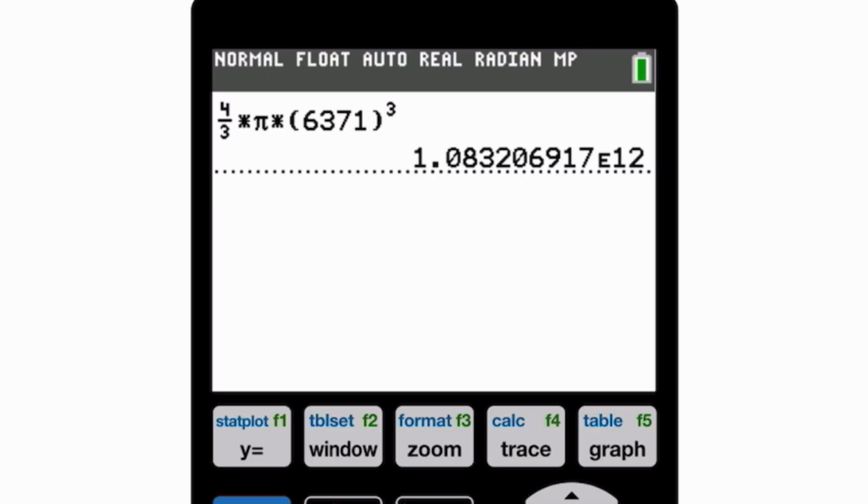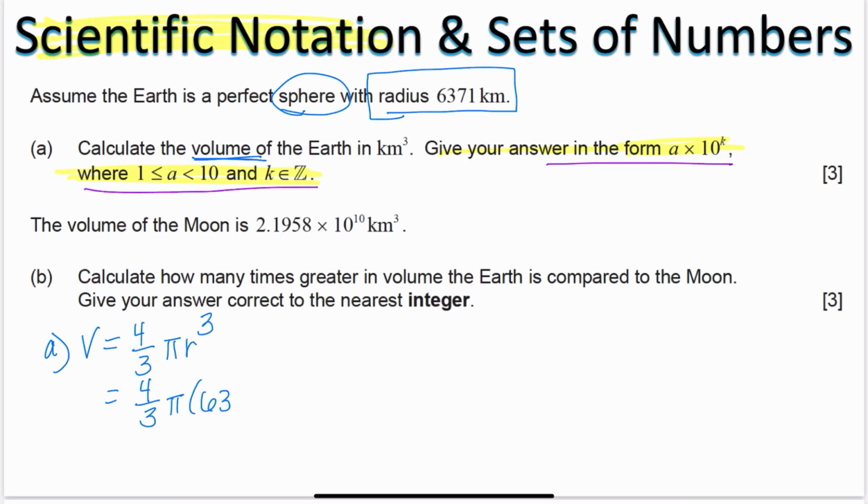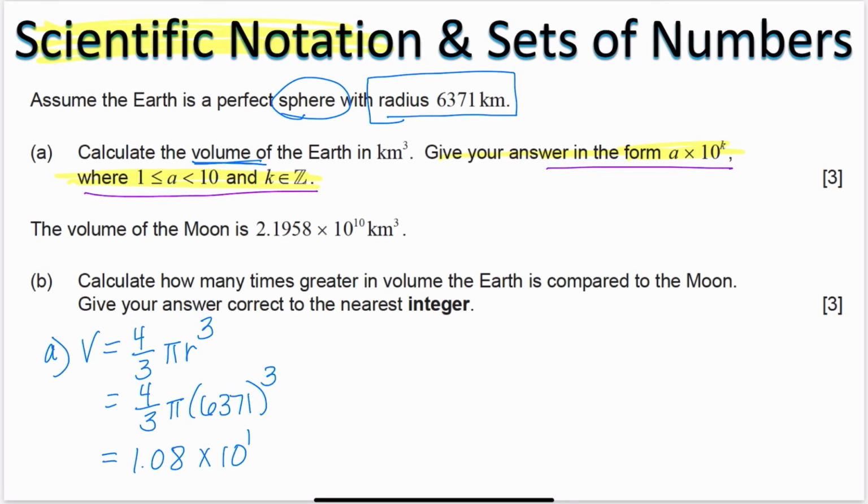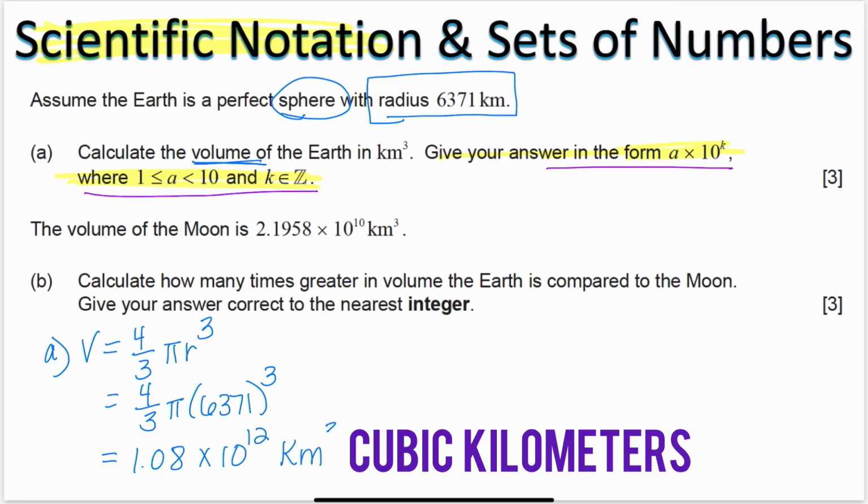Notice the E12. That means that it's giving you the answer in scientific notation. The e to the 12 means 10 to the 12th power. So when you write this down, never write e. You're going to have to write down 1.08 times 10 to the 12th power. Remember also to write down your units. In this case, it's volume, so it's cubic kilometers.